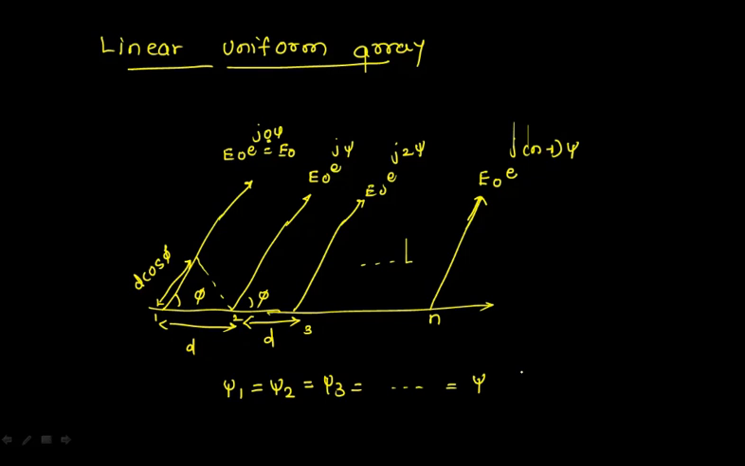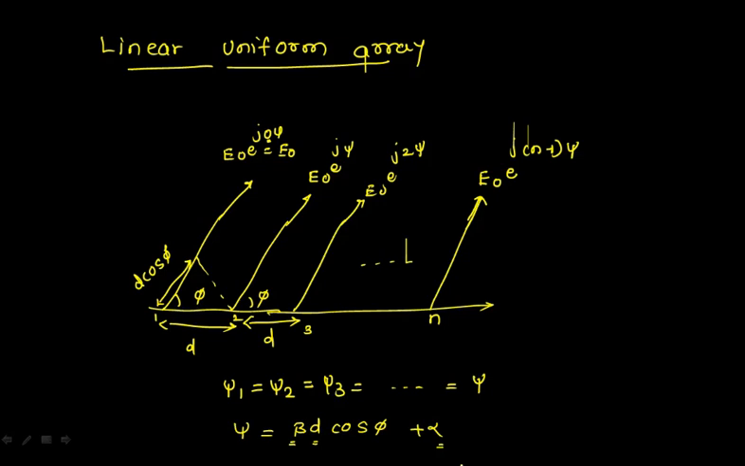So what do you mean by this psi? We have already gone through this one. Psi is equal to beta d cos phi plus alpha, where beta is the phase constant, d is the distance between two elements, cos phi is the cosine of the observation angle, and alpha is the phase difference, or phase shift, between your input currents.